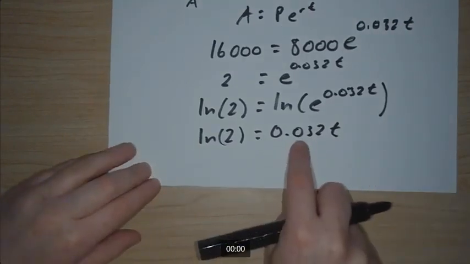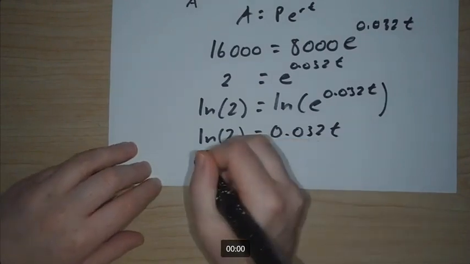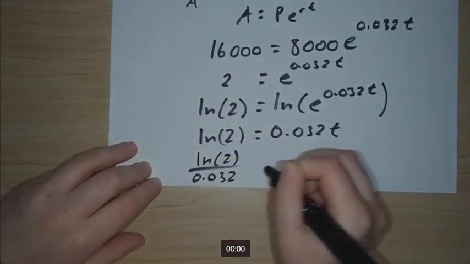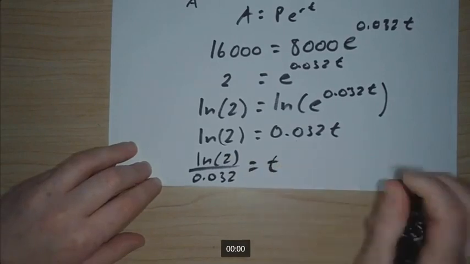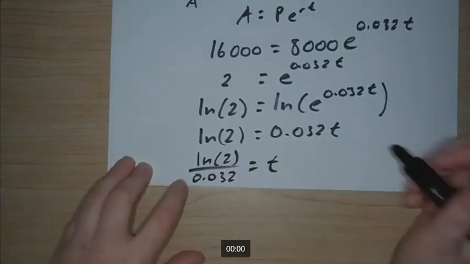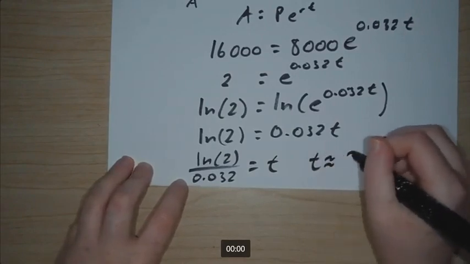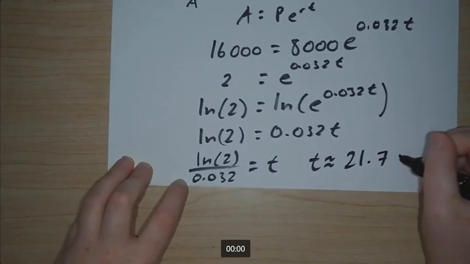And we'll just divide each side by 0.032. So we have ln of 2 divided by 0.032 is equal to t. And once we put that into a calculator, we find that t is about 21.7 years.